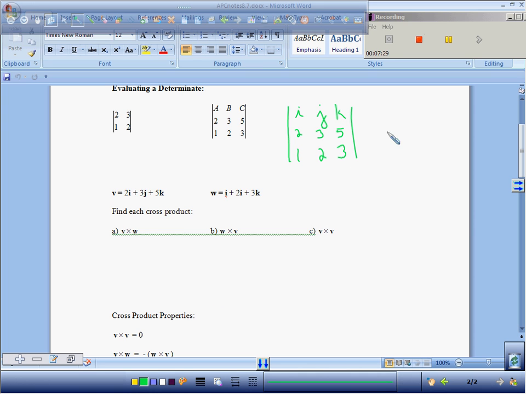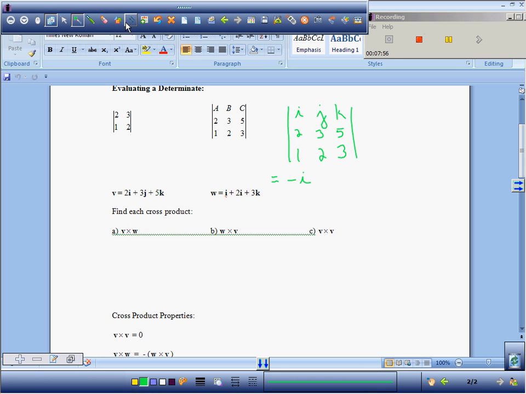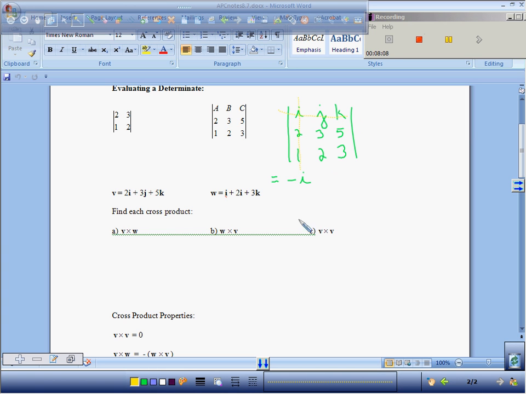And just like I did before, I cross out this and this, and I get, are these the same numbers as we did before? Yes, they are. So I get 3 times 3 minus 2 times 5, so I get negative i. Do you guys understand what I did? I cross out this, and I cross out this, right? So I get negative i from going 9 minus 10, all right?